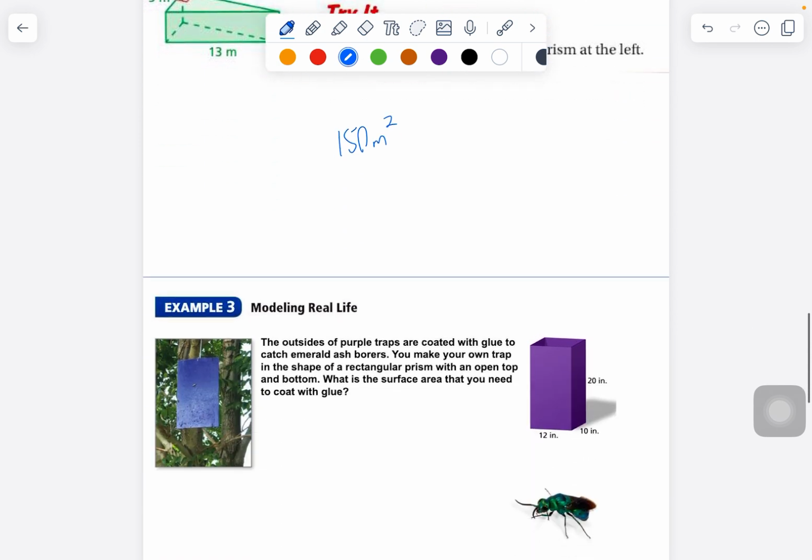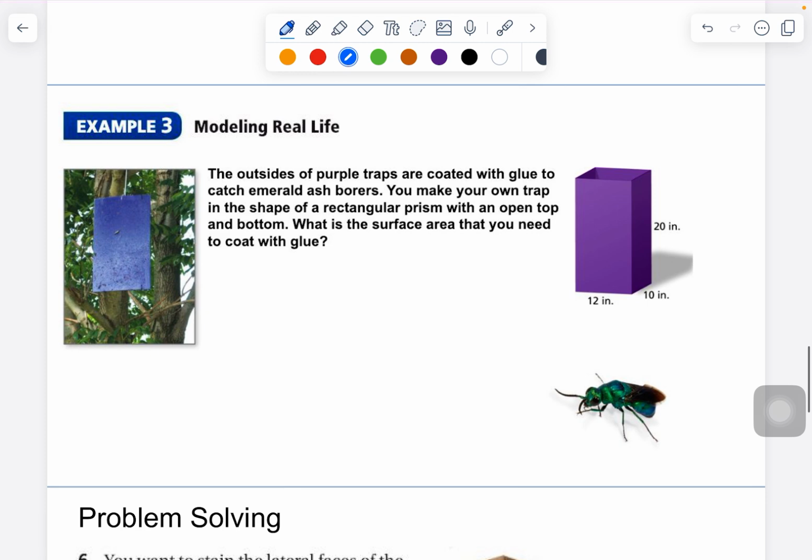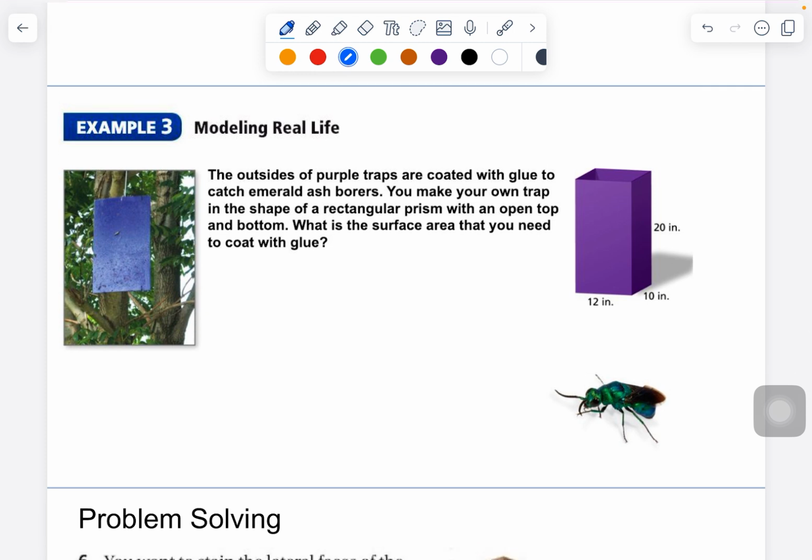All right, we're moving on to our last problem for today that we're going to do together. The outsides of a purple trap are coated with glue to catch emerald ash borer. And yeah, this is kind of an old textbook. The emerald ash borer has pretty much devastated all the ash trees in Ohio, unfortunately. But these traps you used to see hanging around more often. You make your own trap in the shape of a rectangular prism with an open top and bottom. Oh, so we don't have to worry about those surfaces. What is the surface area that you need to coat with glue?